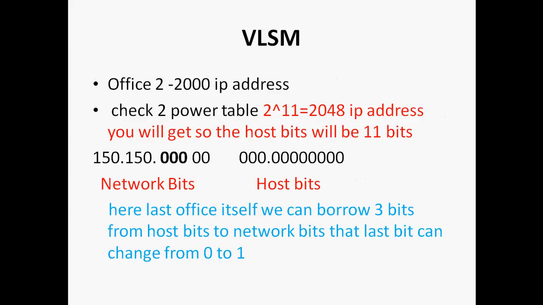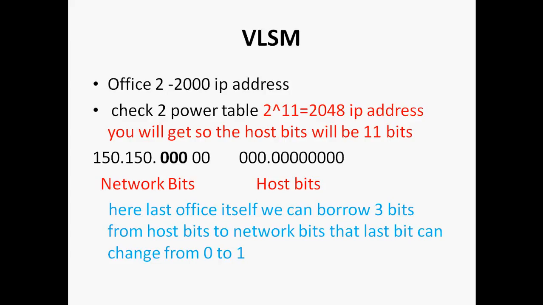So here 11 bits should be host bits. If 11 bits should be host bits, the remaining 5 bits from the host bits should be borrowed to network bits. By default class B is 16 bits network bits and 16 bits host bits. So in office 2, to satisfy my condition, 11 bits should be host bits. So I will take 11 bits as host bits and the remaining 5 bits I can borrow from host bits to network bits. That's why I will mention here 5. That 5 indicates the network bits and the remaining 11 bits indicate the host bits.